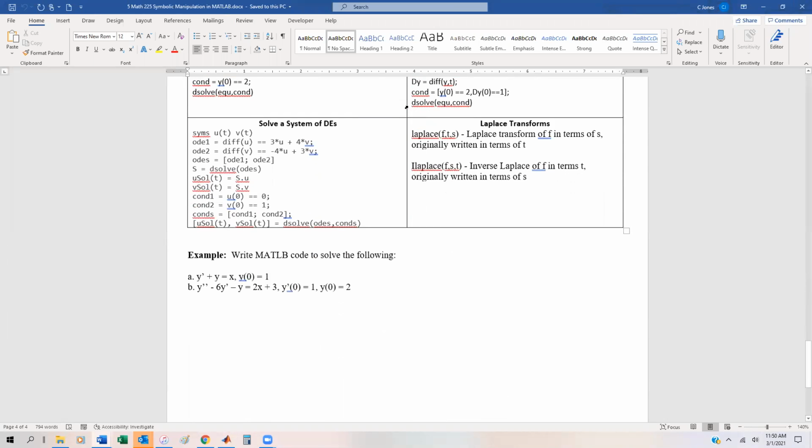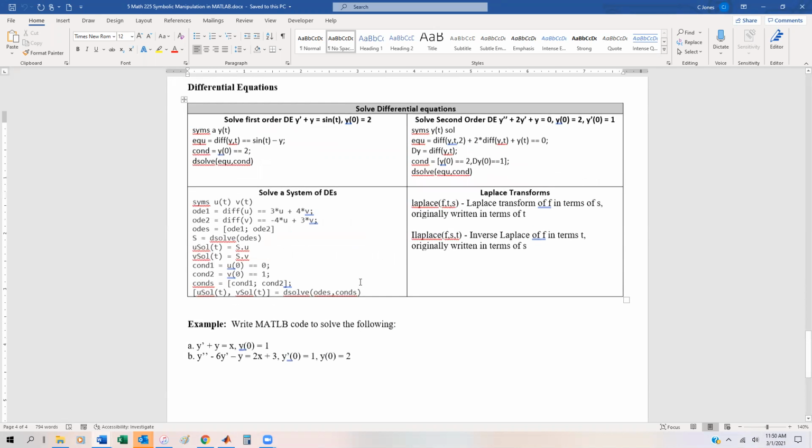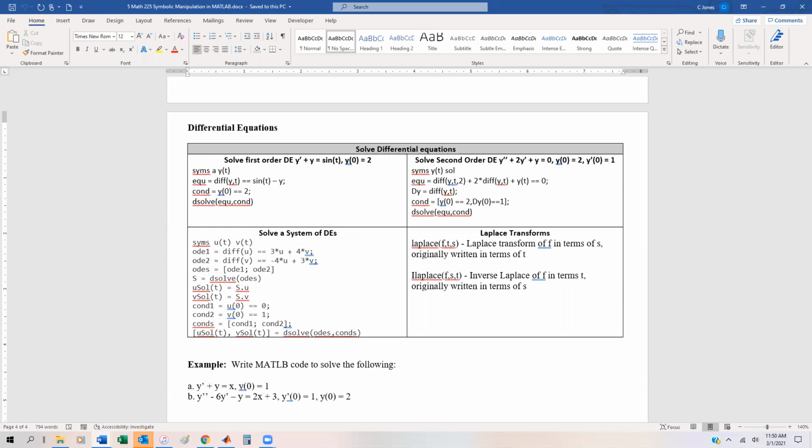And so we're just going to do two examples. We're going to write MATLAB code to solve y prime plus y is equal to x, and this is the initial condition, y at 0 is equal to 1. And then we're going to solve this second order non-homogeneous differential because it's 2x plus 3, not 0. We have the initial conditions that the derivative at 0 is 1 and the original function at 0 is 2. All right, so first thing we're going to do is define a few syms.